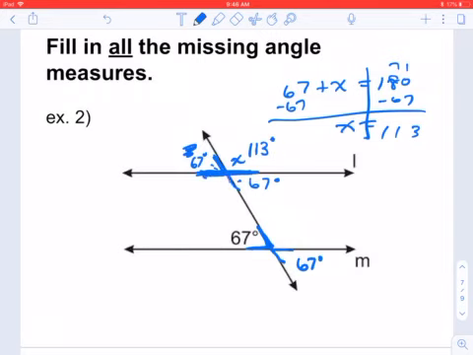Now we go over, I'm going to get the vertical angle. This angle is vertical to it, so this is also 113 degrees. Now I'm going to go from here down to this one. This is also 113 degrees because they're corresponding angles. I'm going to use corresponding over here too. So this angle up here at the top corresponds to this angle down the bottom right, top right of the bottom pair. So that's also 113. So again, I could have used vertical angles or corresponding. The more you fill in, the more ways you have to fill in.